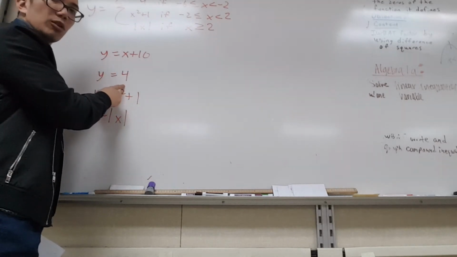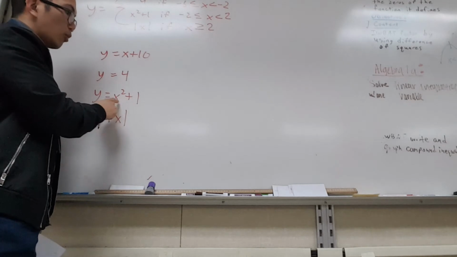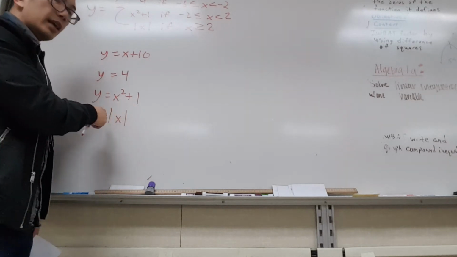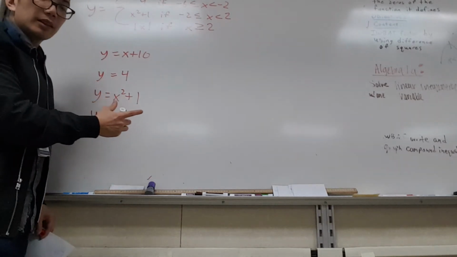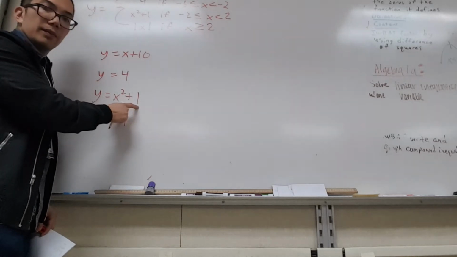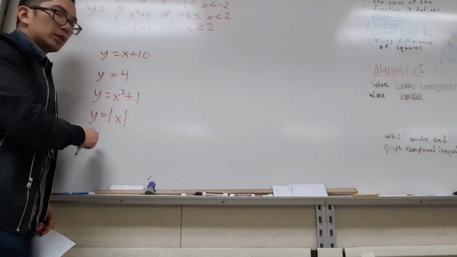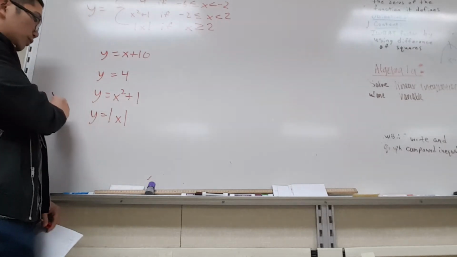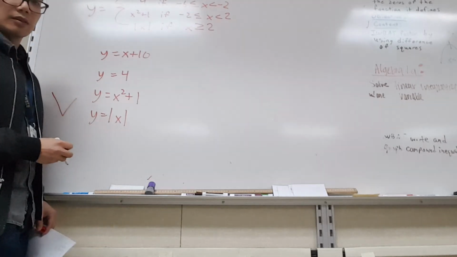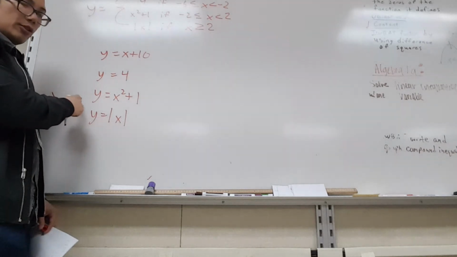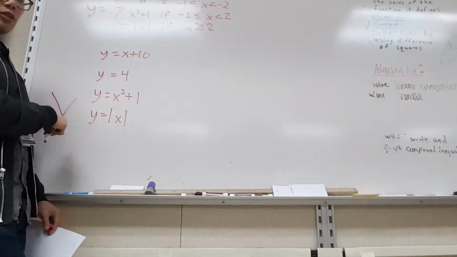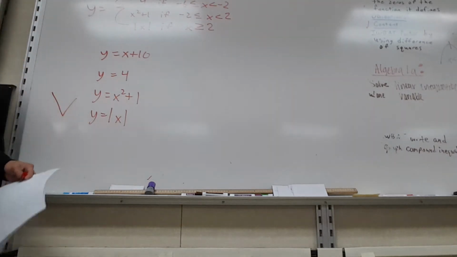Y equals 4 is a horizontal line. Y equals x squared plus 1 is the x squared parabola that is shifted up 1. That's the plus 1 here. And y is equal to the absolute value of x is the absolute value function, which looks like that V, right? At 1 you're at 1, at 2 you're at 2. At negative 1 you're at 1, and at negative 2 you're at 2.